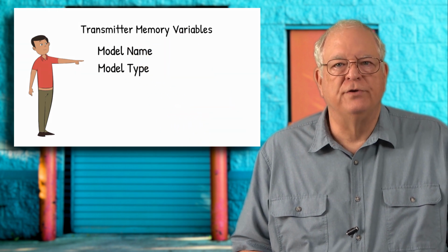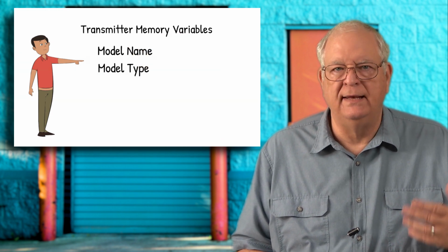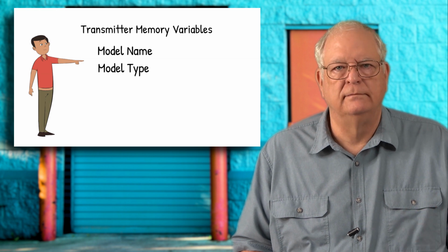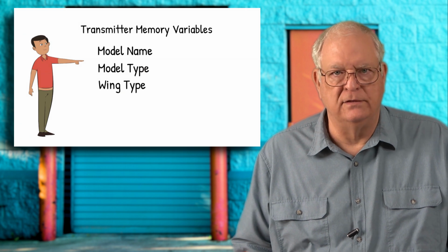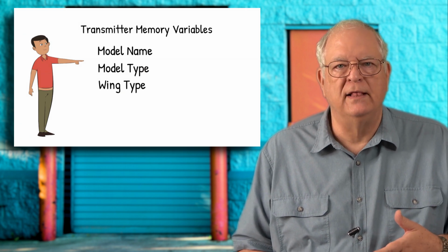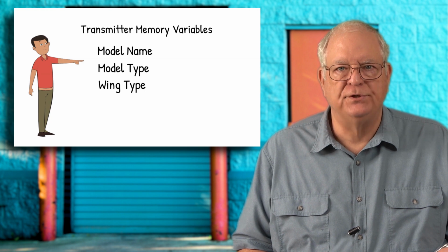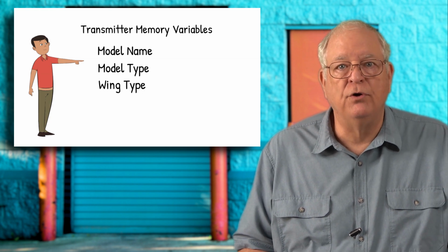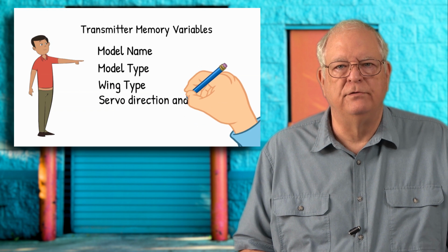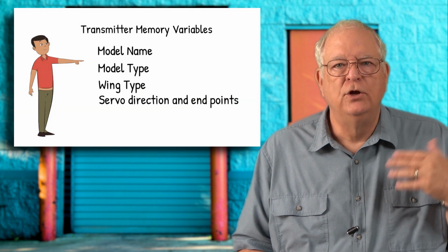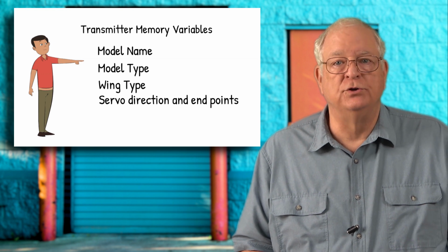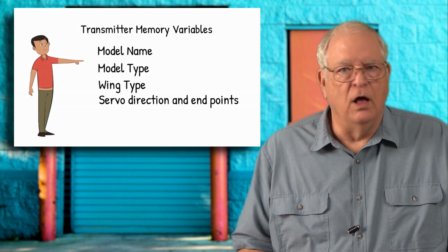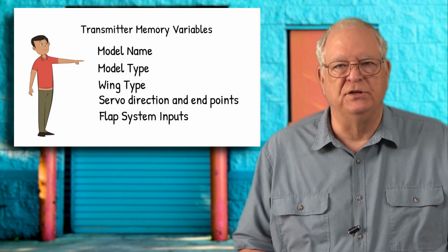Next, you'll tell the transmitter whether the model is an airplane, a helicopter, drone, and so on. Then, you'll tell the transmitter what type of wing your airplane has. Does it have 1 or 2 aileron servos? Does it have flaps? If so, how many servos control them? You'll also set the direction the servos move and to what degree. Most servos can be set to move from 0 to 125%. You'll also set up the transmitter's flap system if your model has flaps.